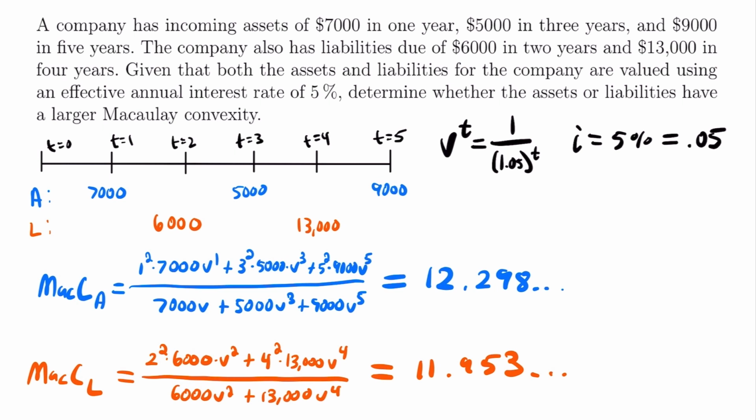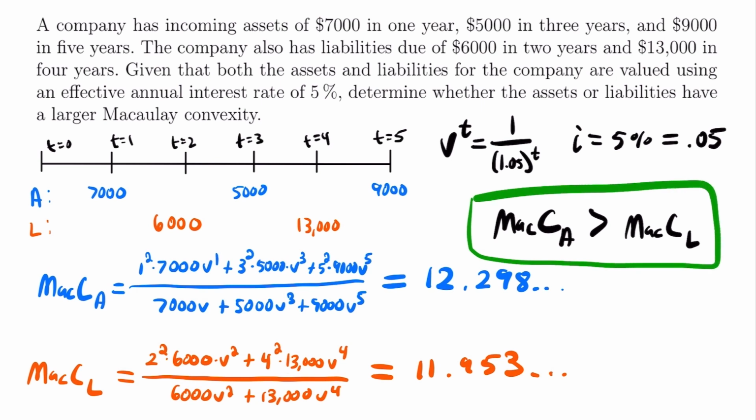And that's all we needed to determine in this problem. We wanted to determine whether the assets or liabilities have a larger Macaulay convexity. So here's our final answer. The Macaulay convexity for the assets is greater than the Macaulay convexity for the liabilities. That is the answer to this problem.